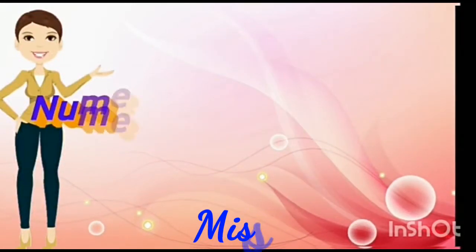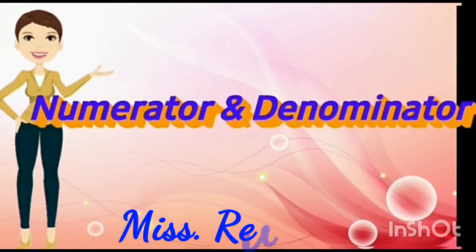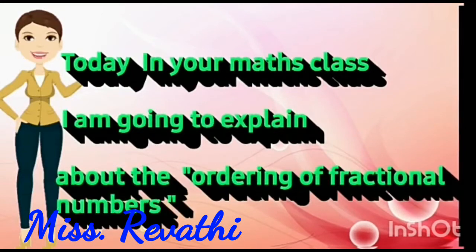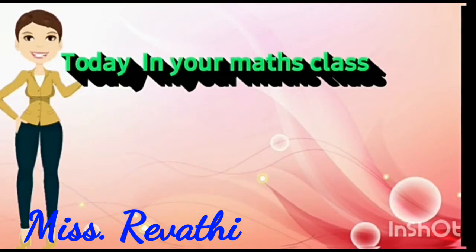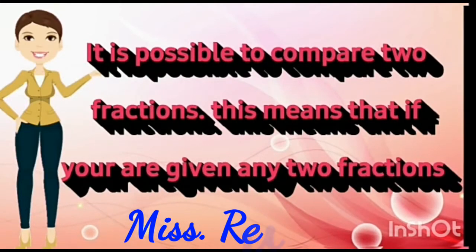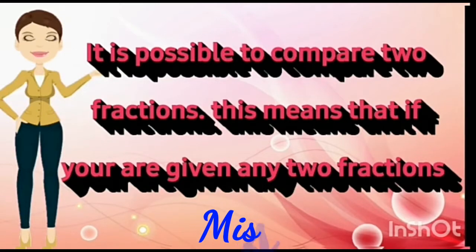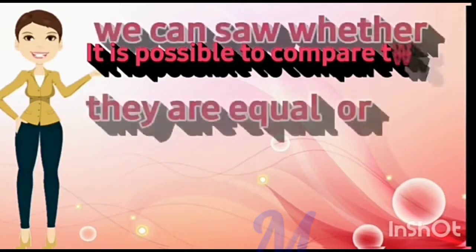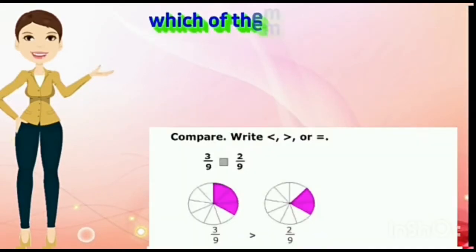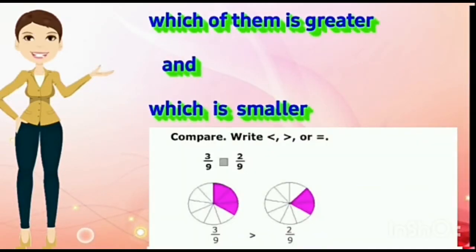In the last class, we discussed the numerator and denominator. Today, in your Maths class, I am going to explain about the ordering of fractional numbers. It is possible to compare two fractions. This means that if we are given any two fractions, we can say whether they are equal or which of them is greater and which is smaller.